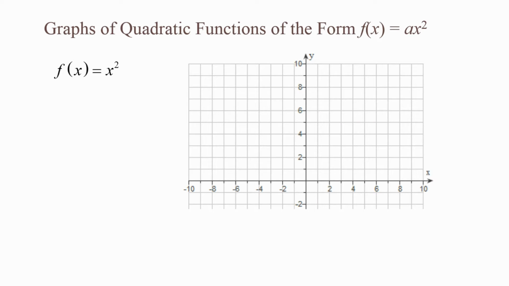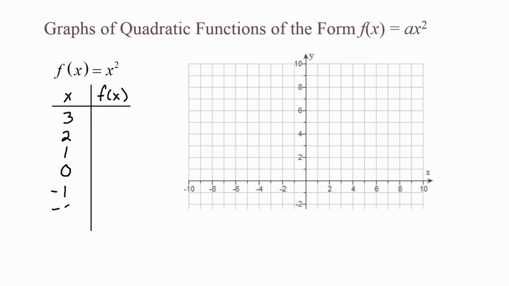Graphs of quadratic functions of the form f(x) = ax^2. f(x) = x^2. If we were to create an x, f(x) table, we could pick some values for x, find f(x), and then plot our equation. So let's use 3, 2, 1, 0, -1, -2, and -3.